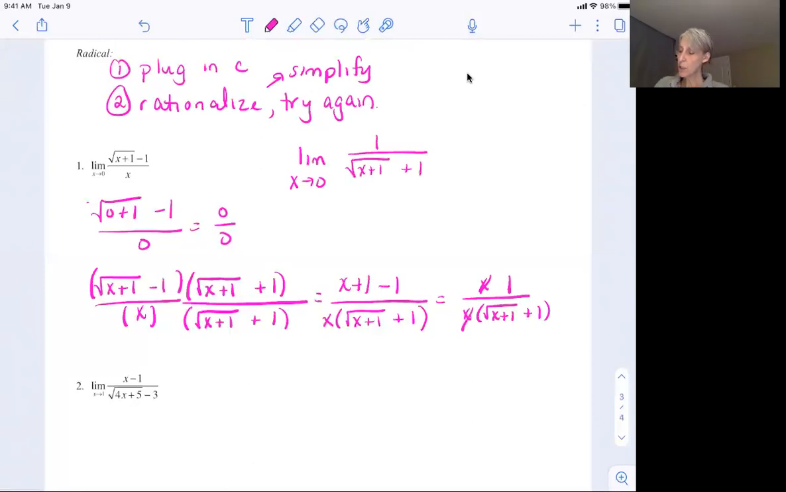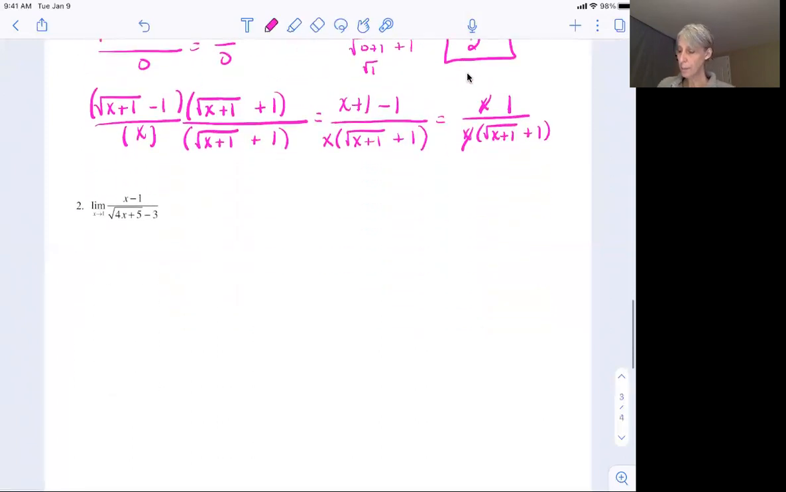Now when I plug into this function, 1 over the square root of 0 plus 1 plus 1. Well, what is the square root of 1? It's just 1. So we get 1 over 2. Okay, so the most important thing to remember when you're dealing with limits, you get a second chance. So if you don't get an answer the first time around, do whatever you have to do to rewrite the function and try again.